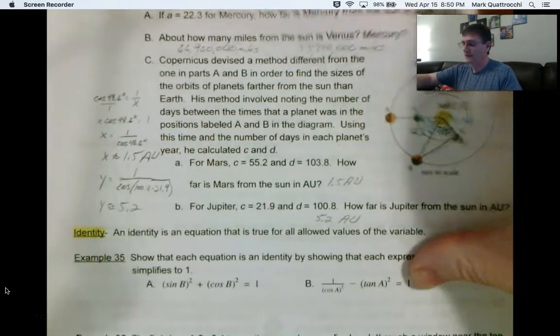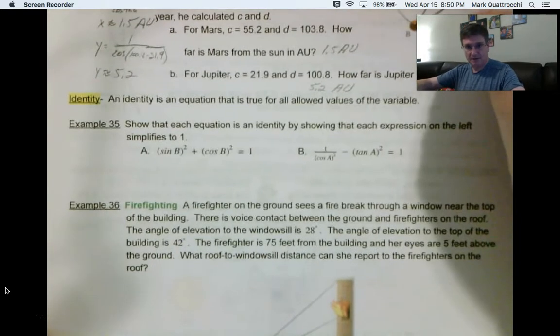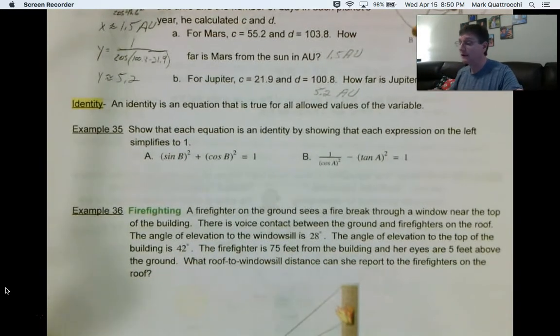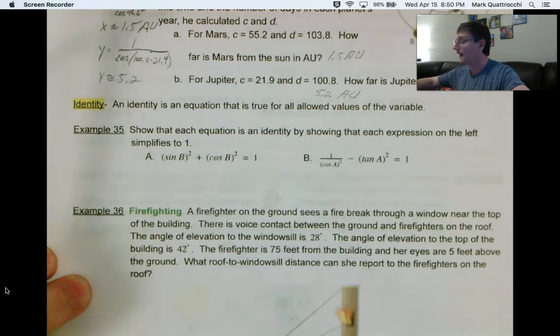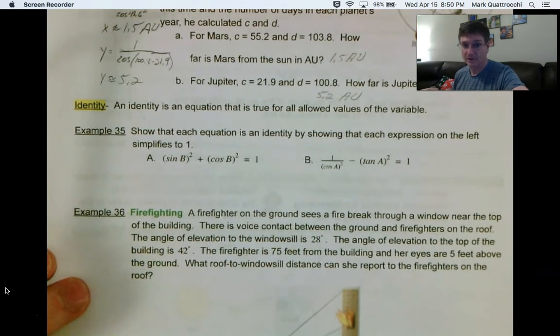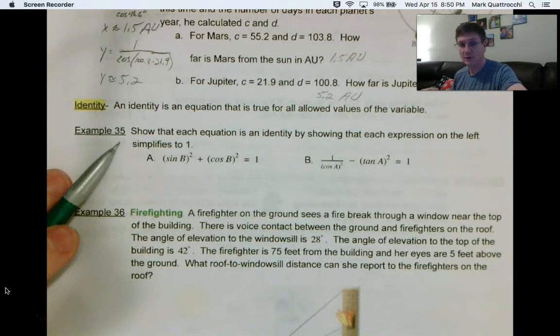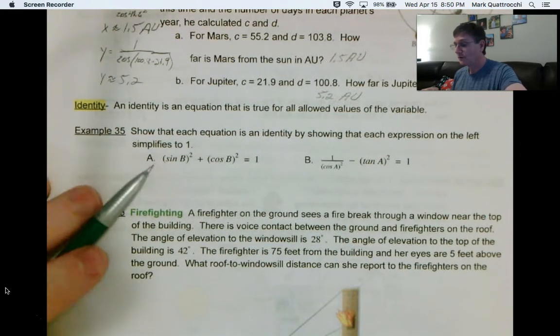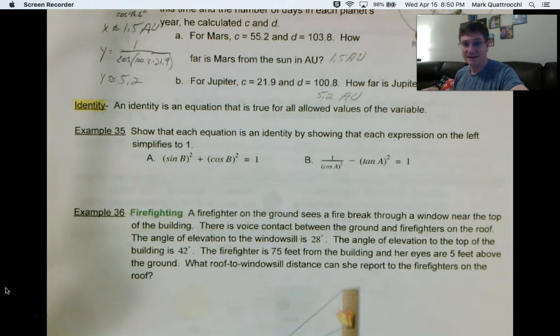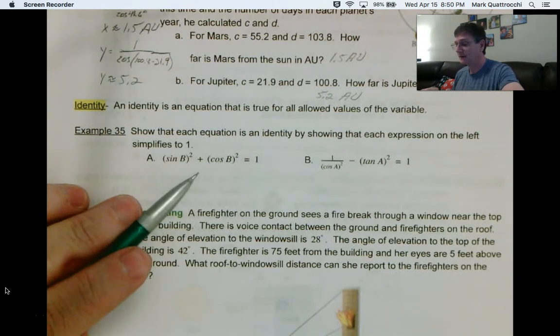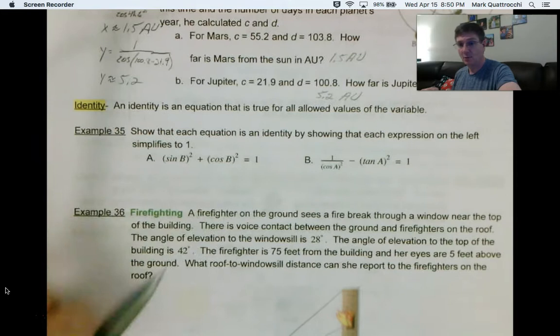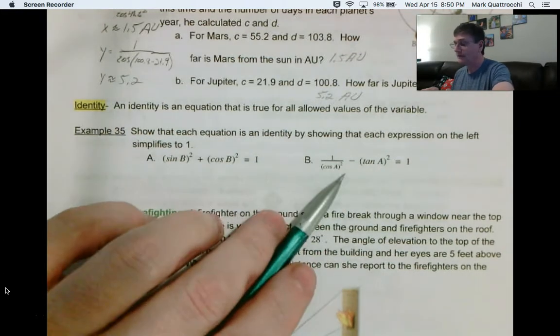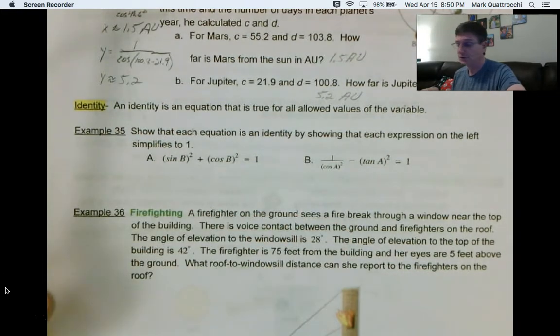Okay. I'm not making you look up the definition of an identity. I'm giving it to you. An identity is an equation that is true for any values you put in for the variable. It doesn't matter what you put into the variable. It's always a true statement. For problem 35, we want to show that parts A and B are both identities. We want to show that the left side of part A is equal to 1, and we want to show the left side of part B is also equal to 1.